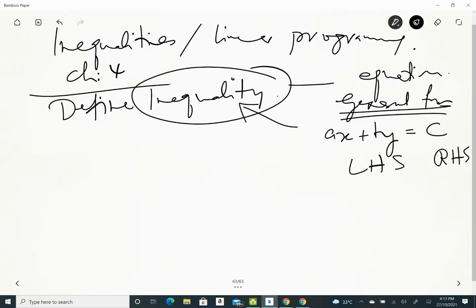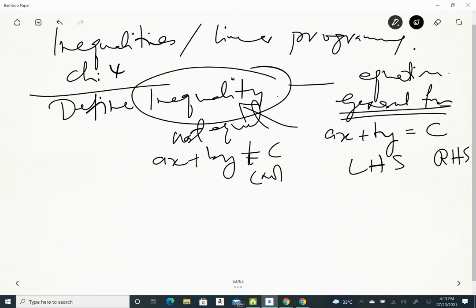What is inequality? Equal is equation, okay? Inequality, what does it mean? Not equal. It's unequal, okay? Not equal. So what we have is ax plus by not equal to c. Okay, so that is the sign, not equal to c.